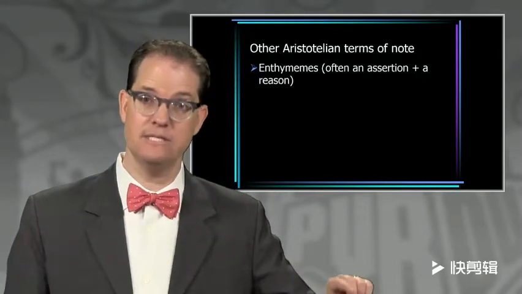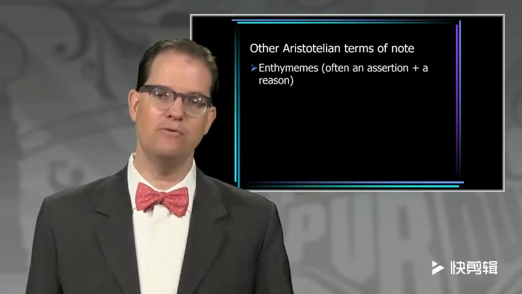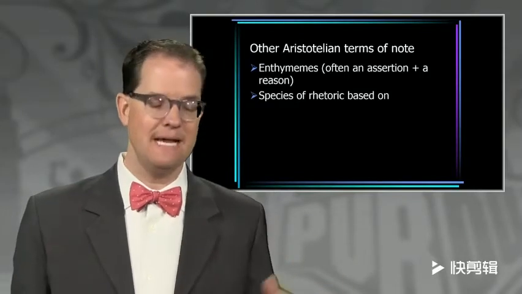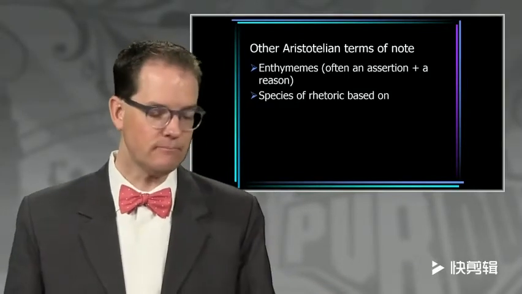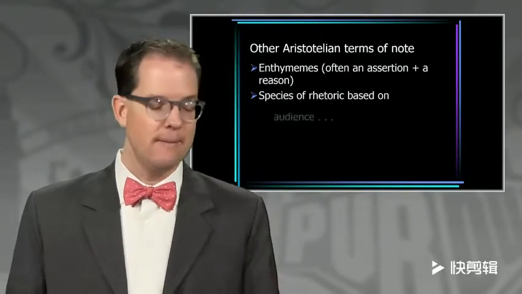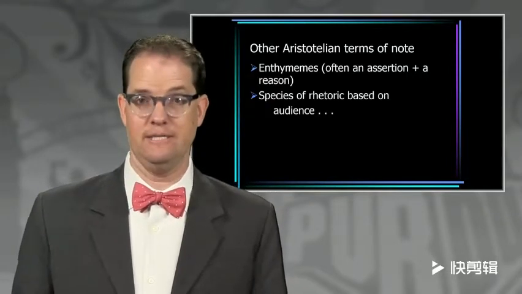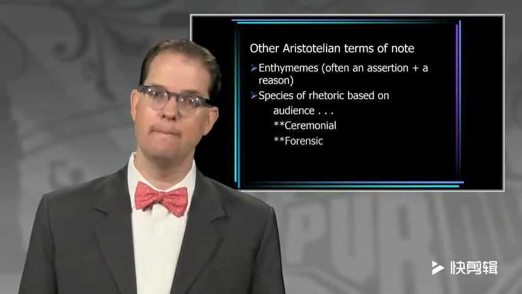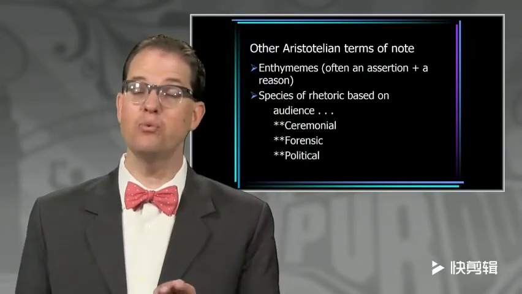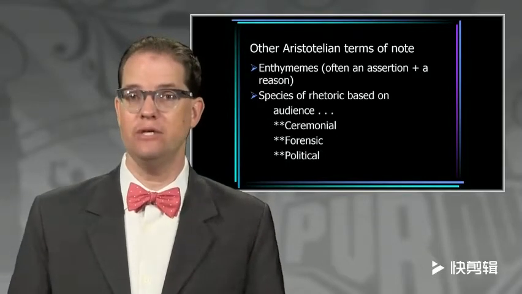Assertion, because, reason. The other concepts that give us some new vocabulary from Aristotle, and there were other things he wrote about, but we're going to limit it to this and then epilogues in just a moment, are species or divisions of rhetoric based on the audience and what you want from the audience. And those species are this: ceremonial, forensic, and political. Now I'm going to go through each one of them in turn, give you some examples, what distinguishes them, and then tell you why it matters.